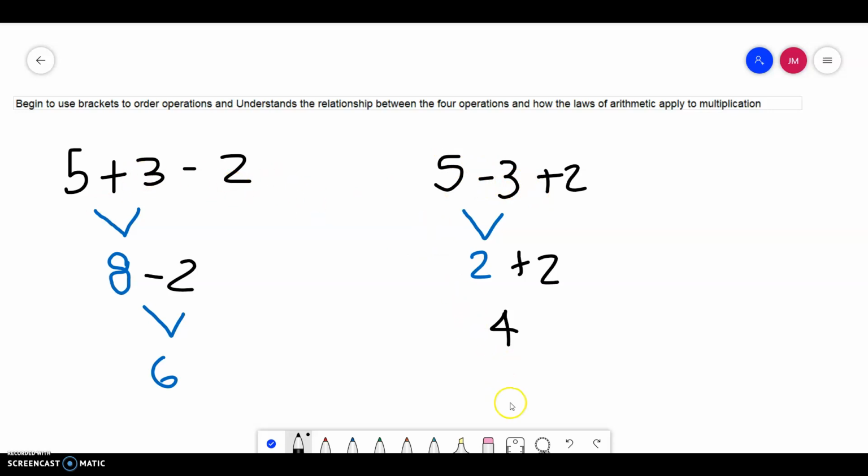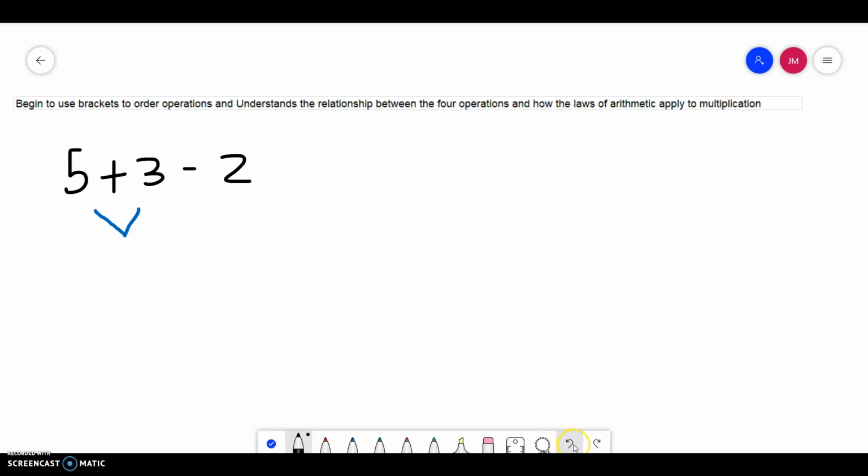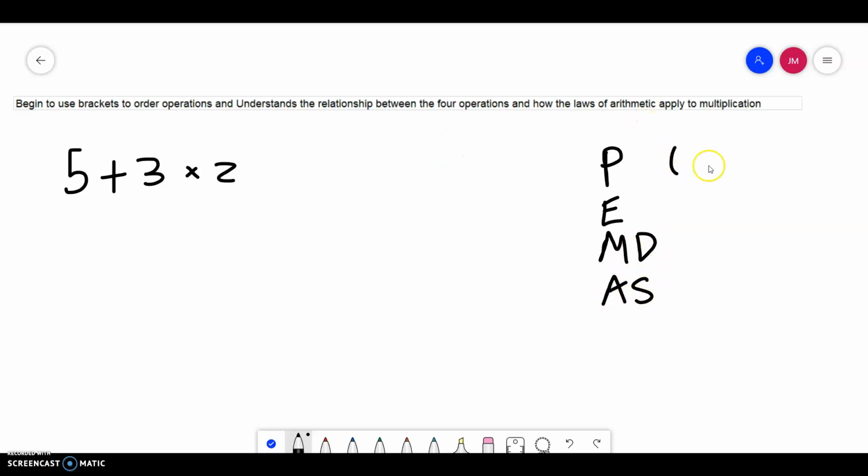Here's where it gets a little bit difficult. So if I take away these problems and I add in a multiplication problem. So instead of 5 plus 3 minus 2, we're going to do 5 plus 3 times 2. Order of operations. We normally tell students to memorize this, PEMDAS. PEMDAS stands for parentheses, exponents, which we're not going to worry about in this lesson, multiplication and division, and addition and subtraction.